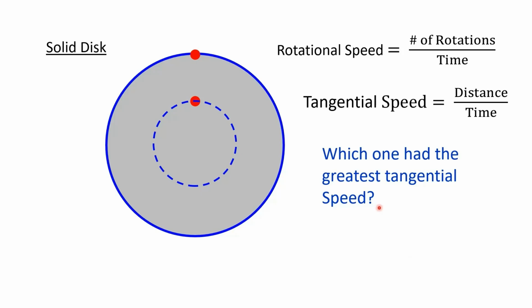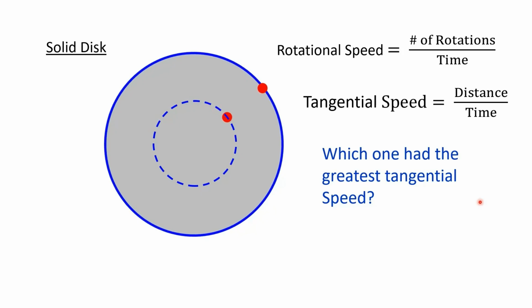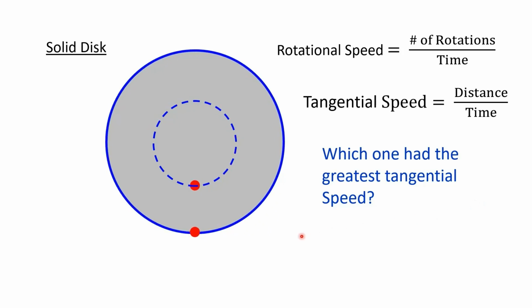Okay, we're going to modify that question a little bit then. Which one had the greatest tangential speed? Now let's just watch. Without the bar connecting them, it's a little more obvious that the outside one definitely had the faster speed. It had to travel much further in the same amount of time. So you can definitely say the outside particle had the greatest tangential speed.